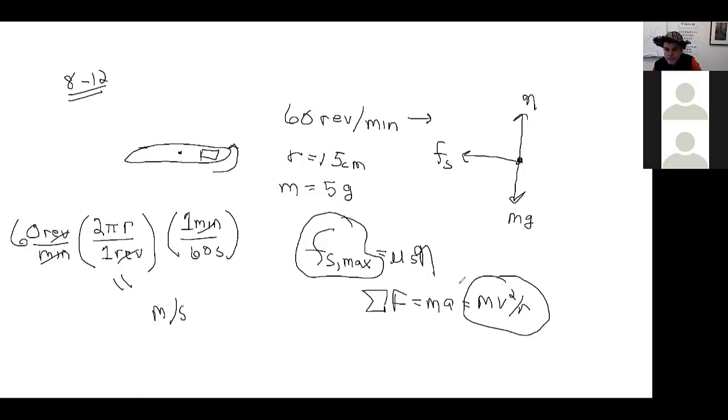And as long as mv squared over r is less than fs max, then the coin stays in place. Correct. If fs max is greater than mv squared over r, then static friction will have enough force to keep it moving in a circular path. But if the maximum value of static friction was less than that, then it would slip because static friction can't supply enough force to keep it moving in a circle.